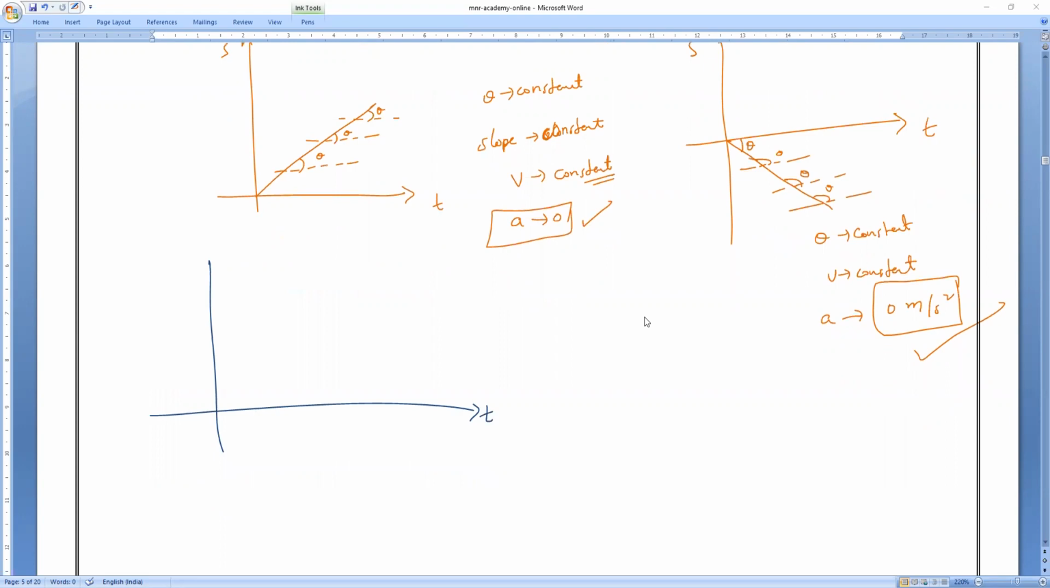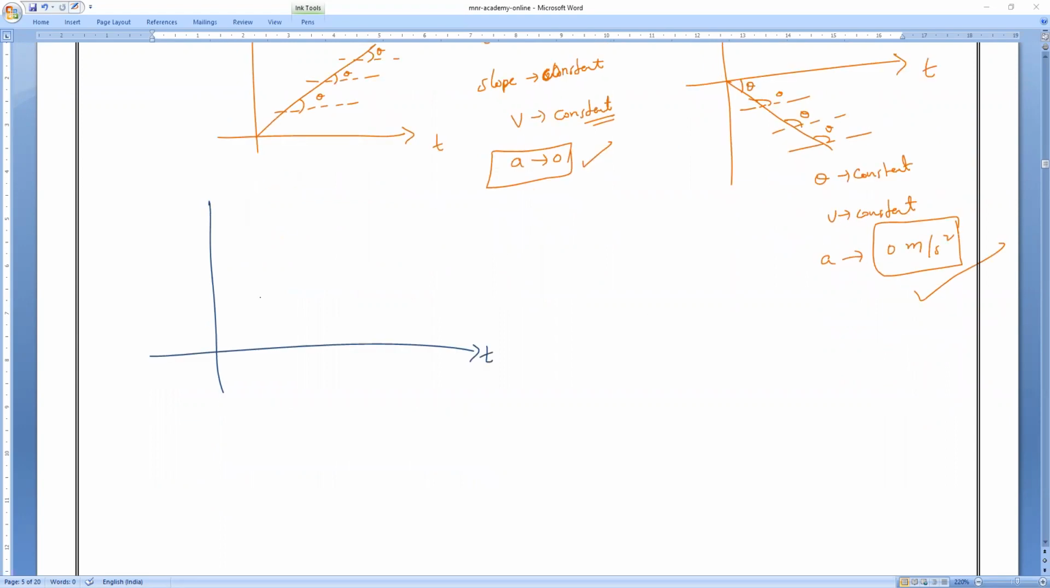Okay. So now the next graph is, be very careful. This is my graph. Is it okay, everybody? And particularly at the midpoint, slope is equal to what? It is parallel to what? Parallel to the X-axis. Then slope is equal to what? Parallel to the X-axis, we already studied, a equal to 0.